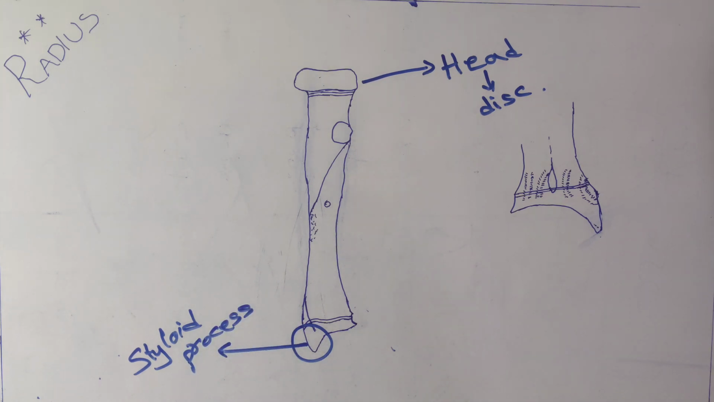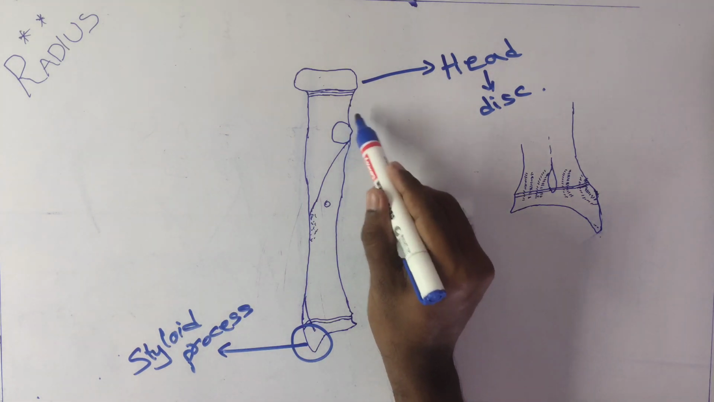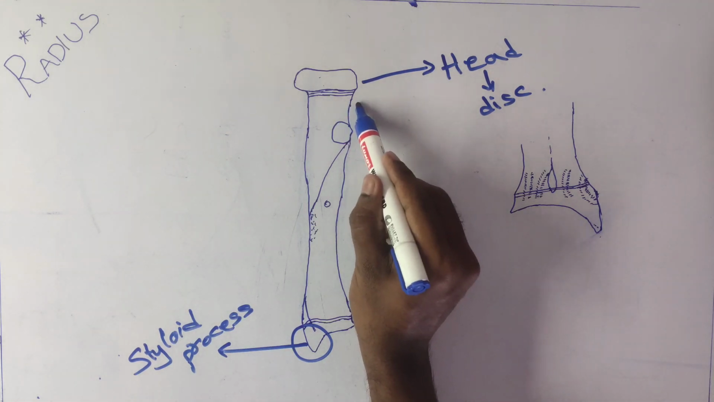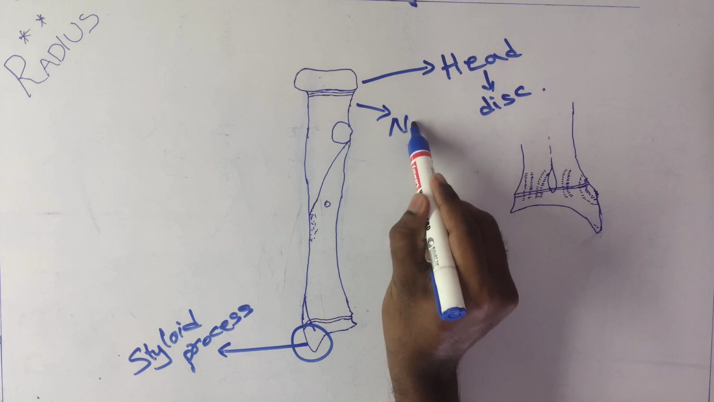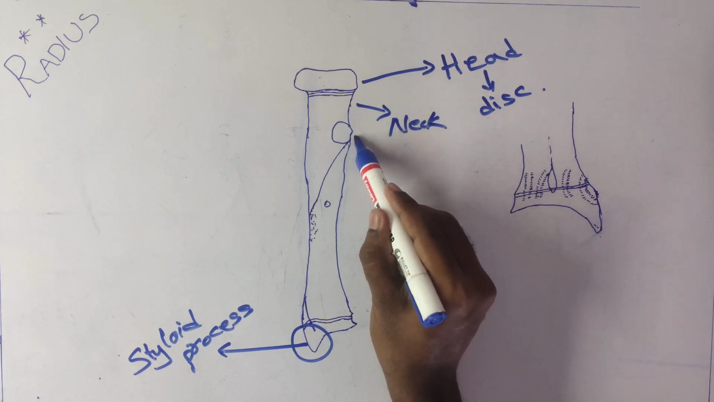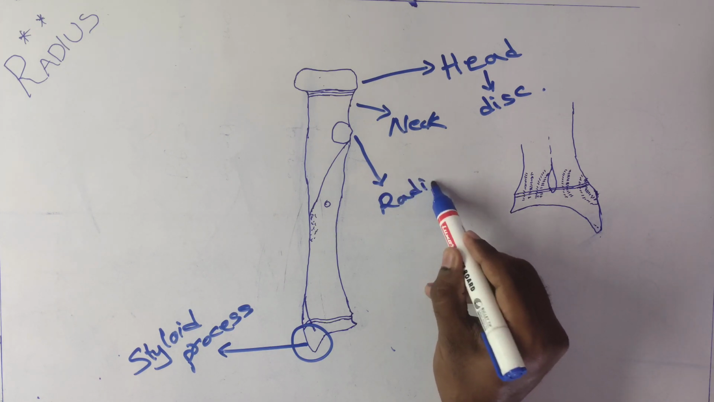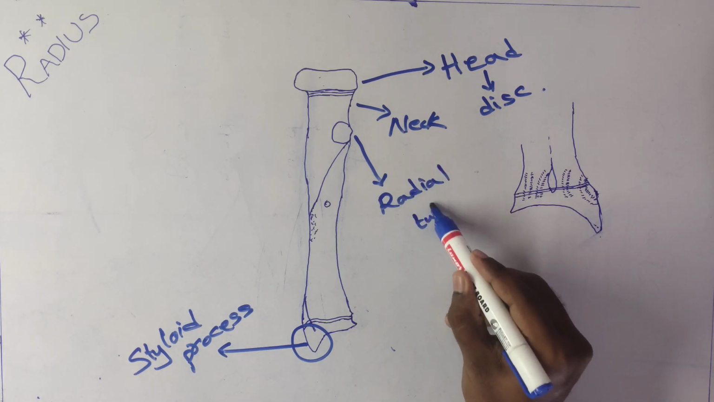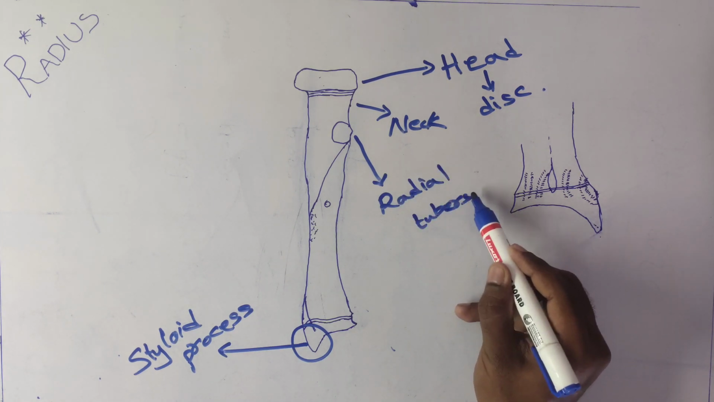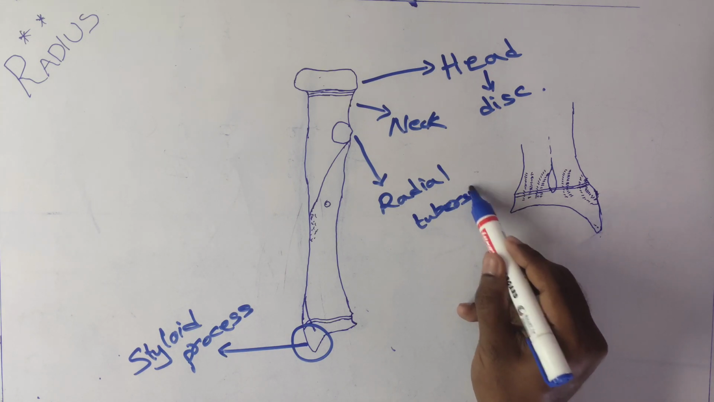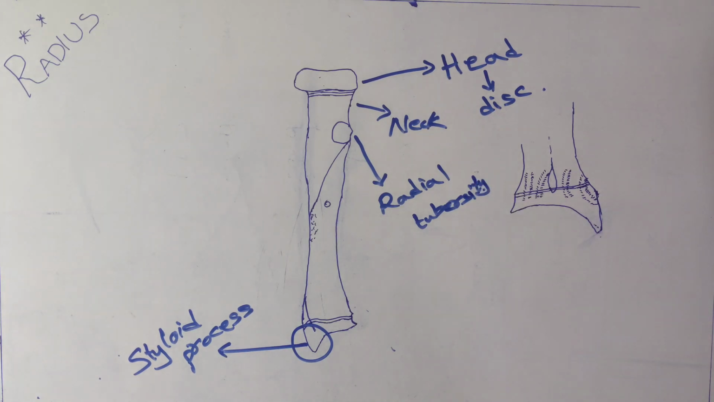Next, close to the neck there is the radial tuberosity. This is the neck, and close to the neck there is the radial tuberosity. I hope you all are understanding what I am saying. Next, at the lower end there are two surfaces.